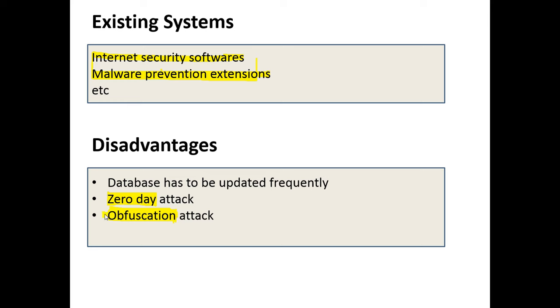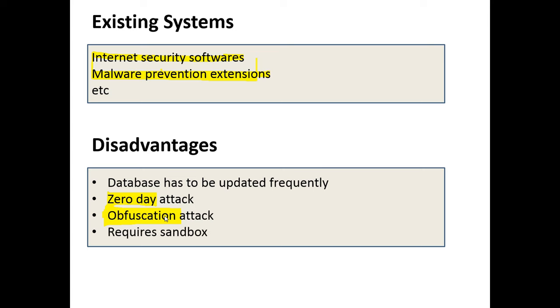So they are going to obfuscate their entire code. So the plugins will not be able to read that hidden code. So they will simply allow the site to be rendered and the entire browser crashes. So we call it an obfuscation attack.